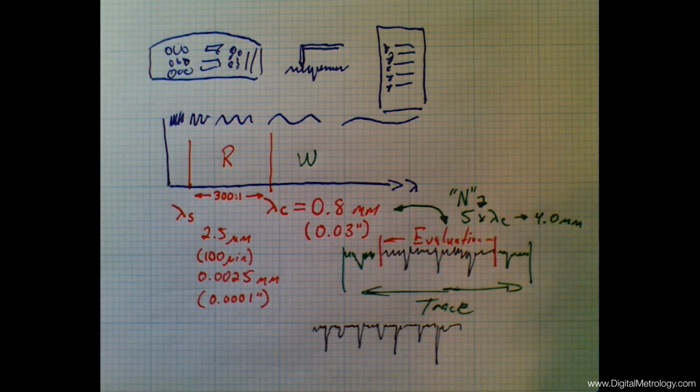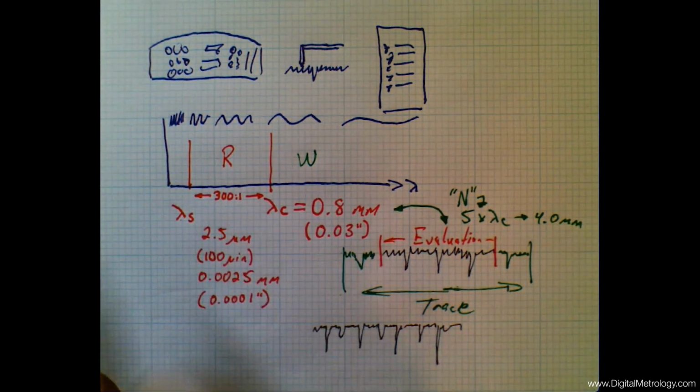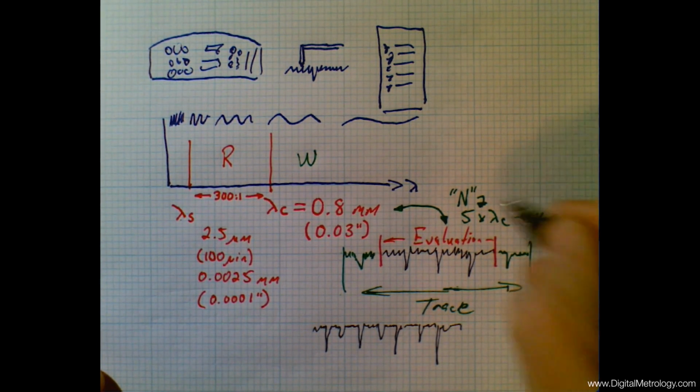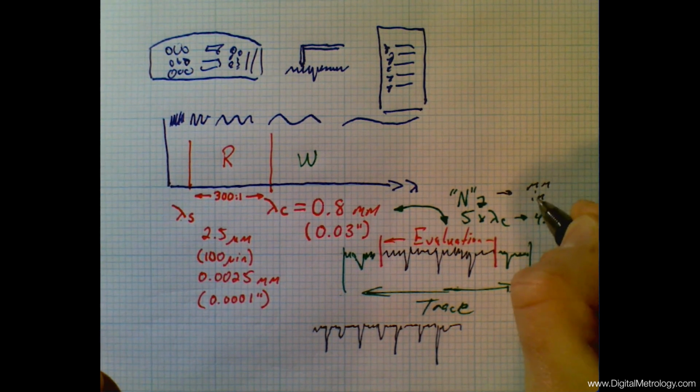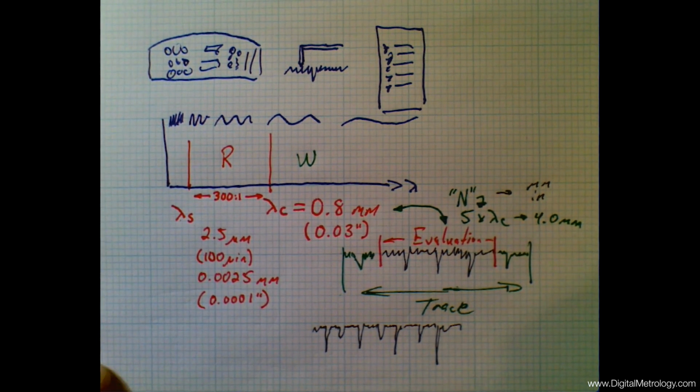But for now, the primary things we care about are the filter wavelengths, so we know what we mean by roughness, and the length that we're going to measure. Some systems even allow us to directly type in a length in millimeters or inches, but we're going to need to control waves, and we need to control the length that we're going to calculate over.